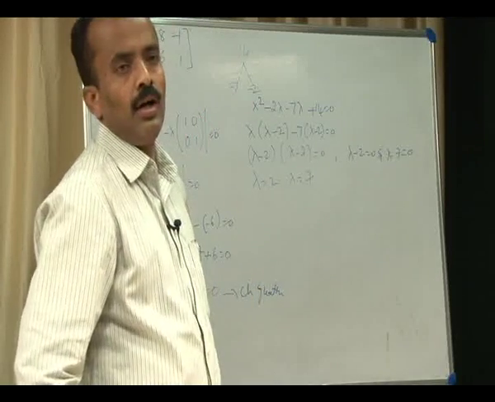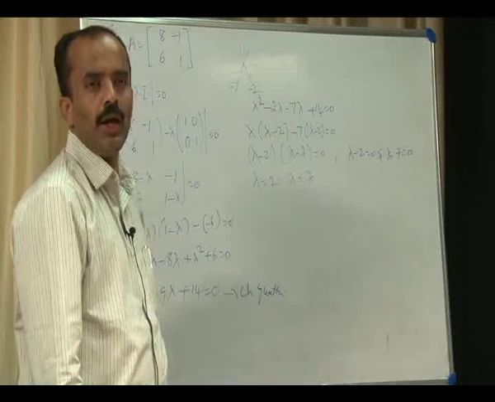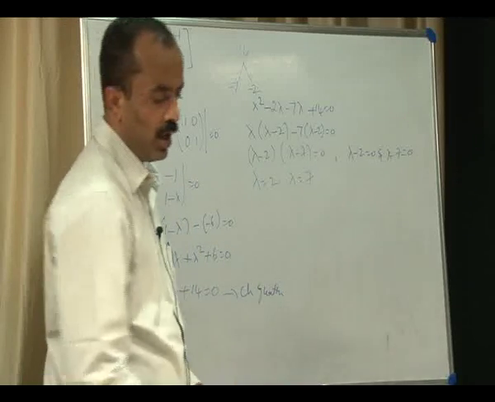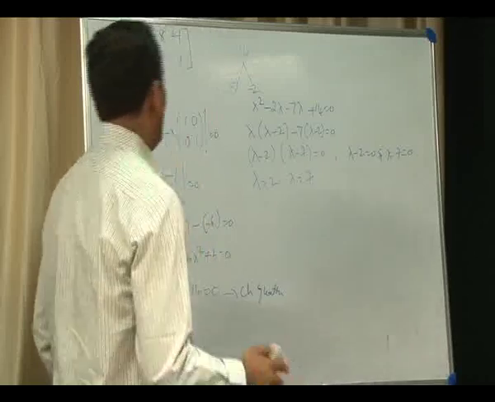So, these are the characteristic roots or eigenvalues. Characteristic roots are eigenvalues of the matrix.